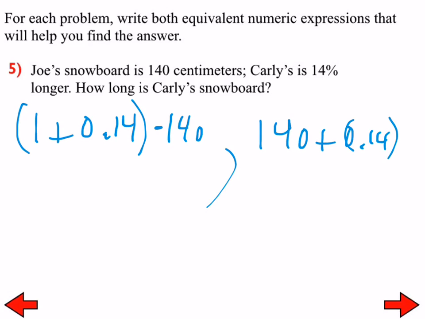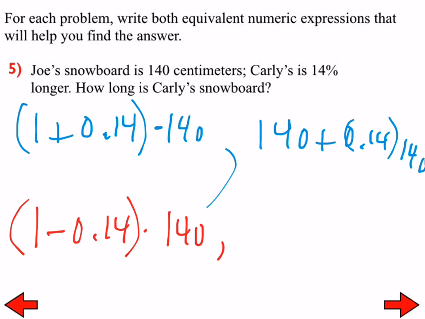Okay, so I'm going to change this problem really quickly, okay? What if I change this problem and it said Carly's is 14% shorter? All I'm doing is changing one word. Carly's is 14% shorter. Now what do the two expressions look like? Give me one of them. 1 minus 0.14. So the quantity of that? Yeah, the quantity of that times 140.